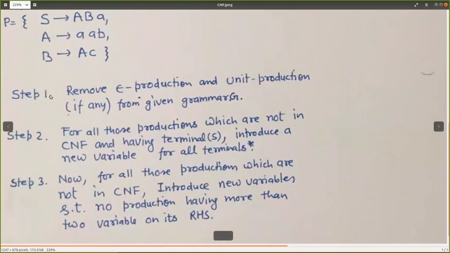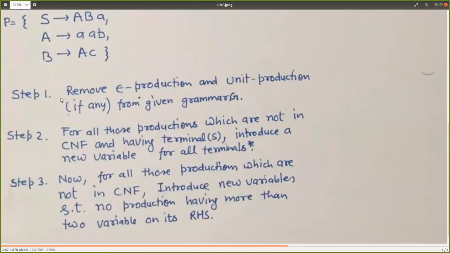Step one, first remove epsilon productions and unit productions from the given grammar. So if there is any epsilon production in the given grammar, we have to remove it, and if there are unit productions, we also have to remove them. After removing these two types of productions, if they were there, we get a resultant grammar which is free from epsilon productions and unit productions.